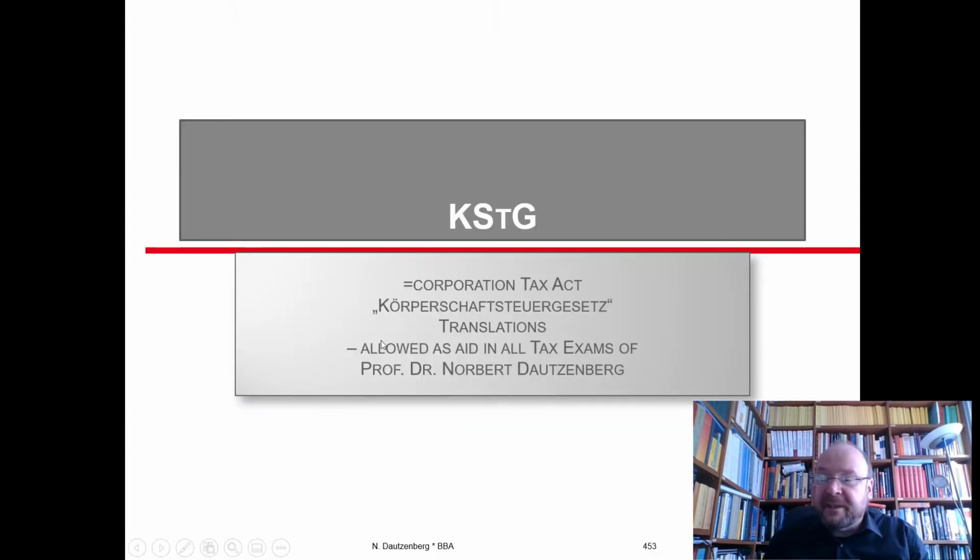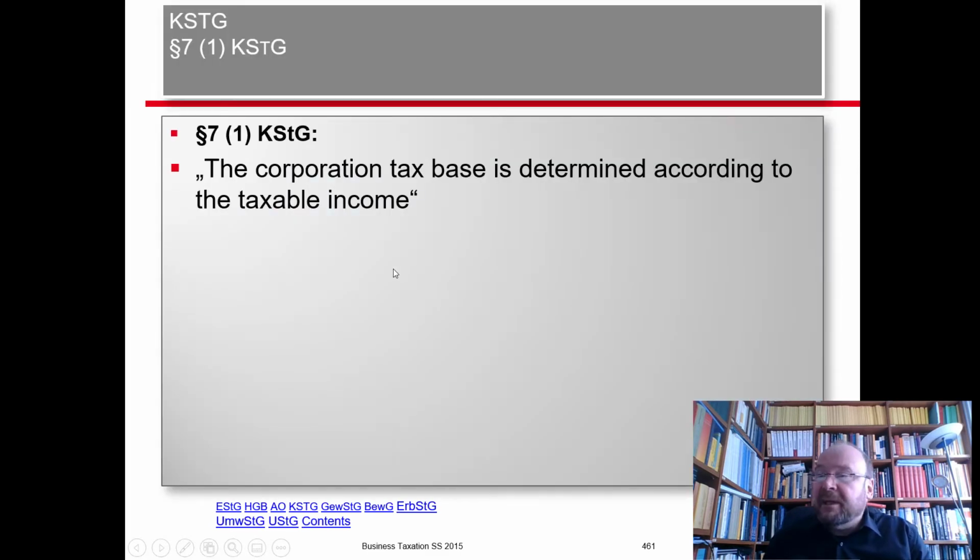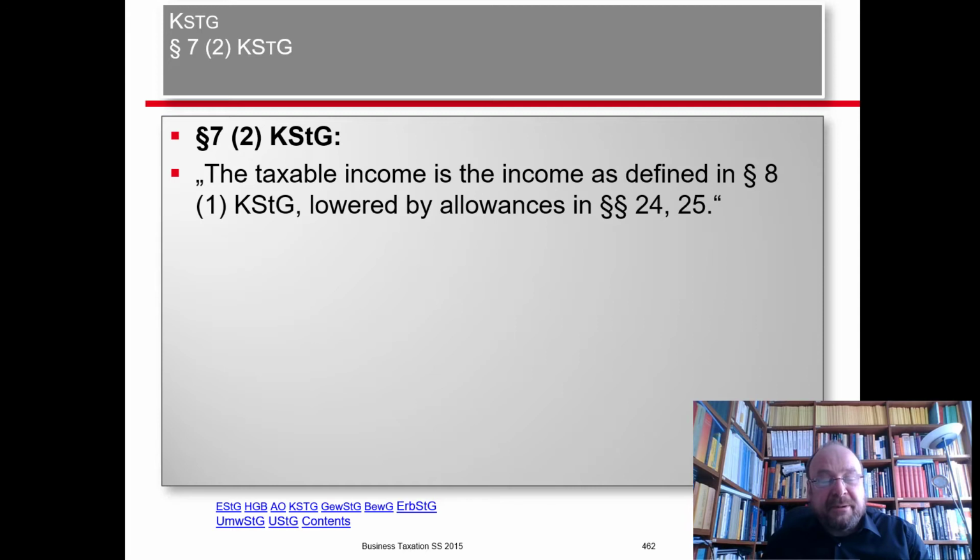Go. Yeah, here's the KStG translation. And now we have to go to paragraph 7. Yeah, and here we see what I mentioned before. The corporation tax base is determined according to the taxable income. Now, that doesn't really help us because we now need a definition of what taxable income is. Taxable income is the income as defined in paragraph 1 KStG, lowered by allowances in paragraphs 24 and 25.